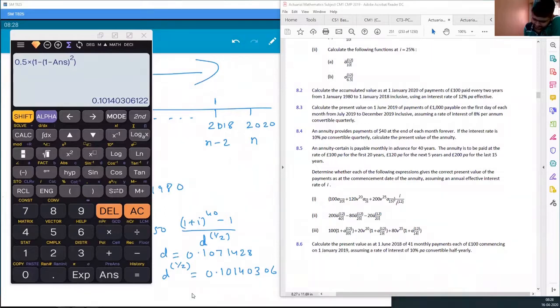So therefore, the final answer is 50 into 1.12 raised to 40 minus 1 divided by d half. So our future value is 45388.6546.